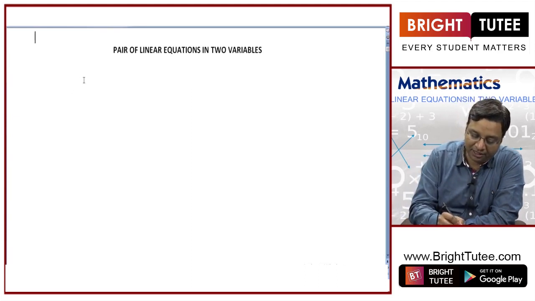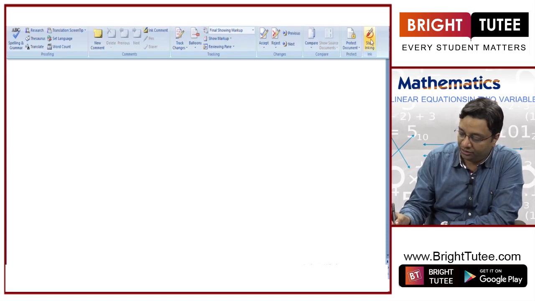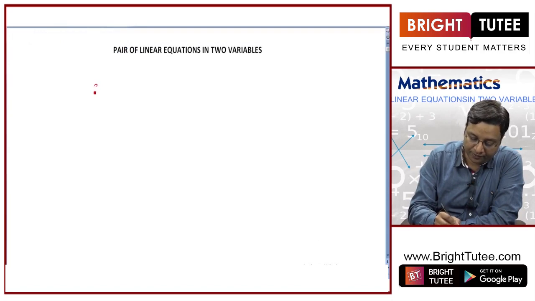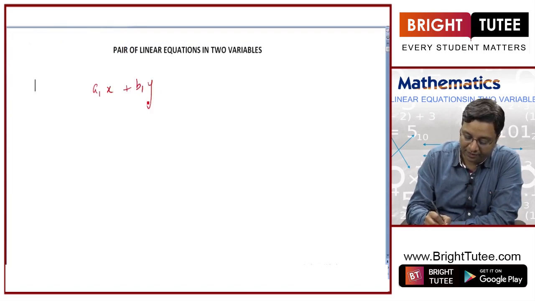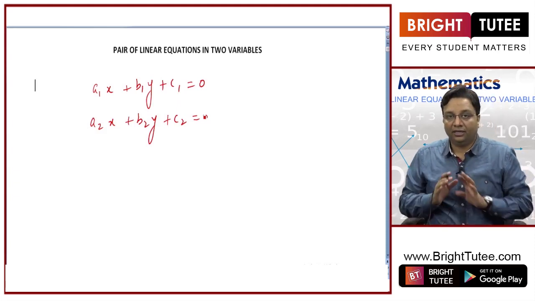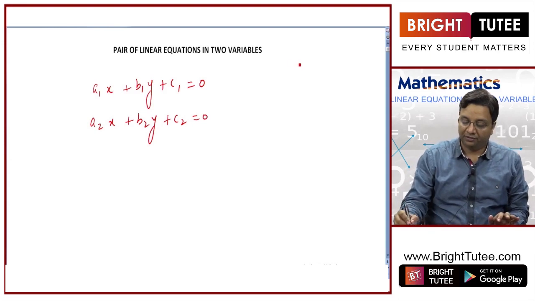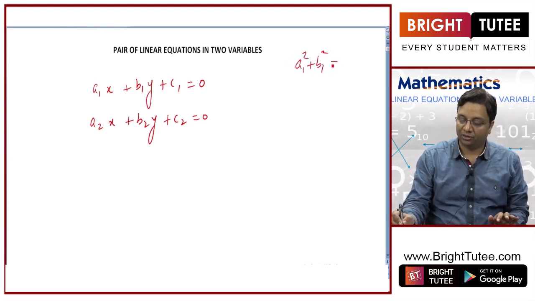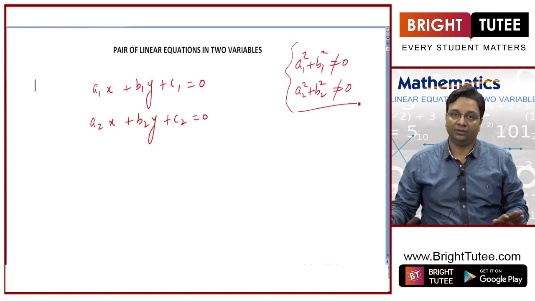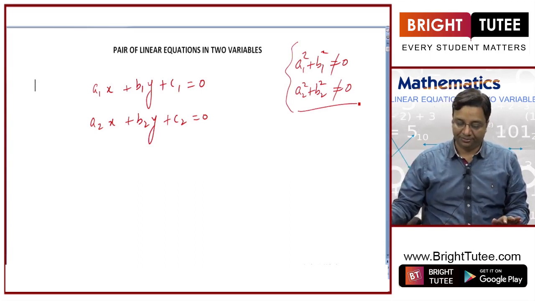Why? Because let us say I write the two equations a1x plus b1y plus c1 equal to 0, a2x plus b2y plus c2 equals 0. These are two standard linear equations in two variables, where we know that a1 square plus b1 square is not equal to 0, and also a2 square plus b2 square is not equal to 0. This is very well understood, right, because we discussed it in the very first lecture.